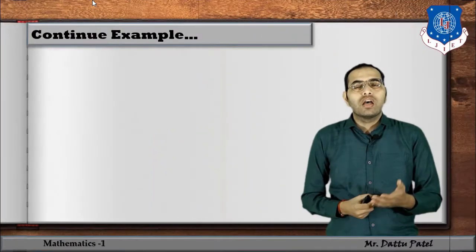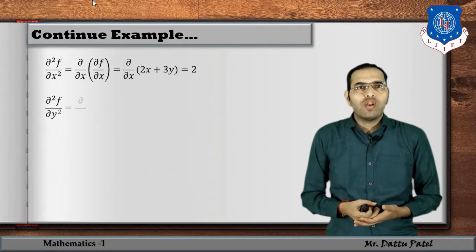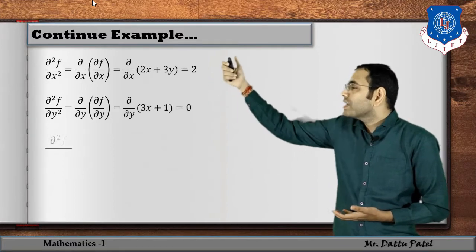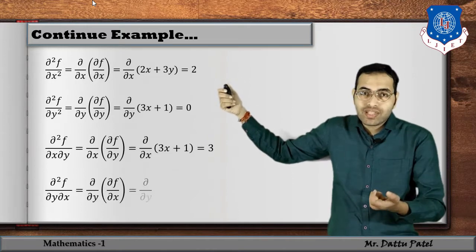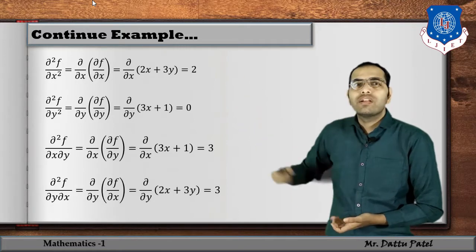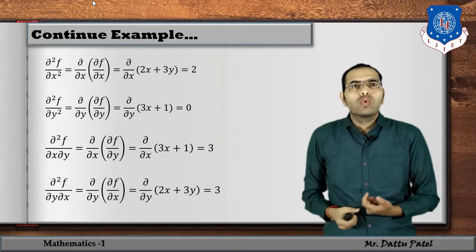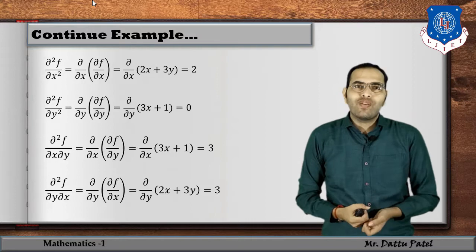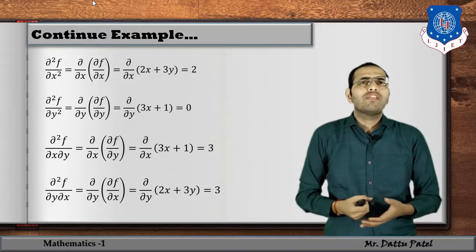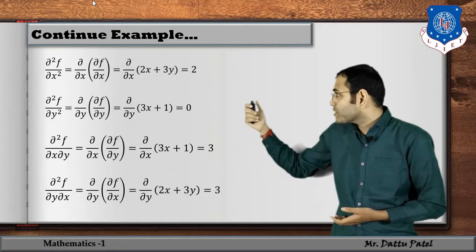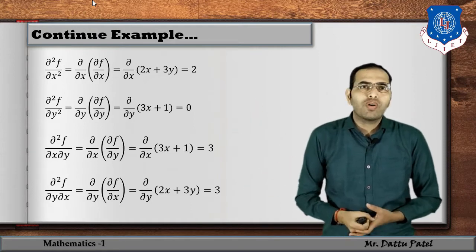Now let's see the second order derivative, del square f by del x square, or we can write del by del x of del f by del x. You all are aware of the value of del f by del x, that is 2x plus 3y, then del by del x of 2x plus 3y becomes 2. Similarly, del square f by del y square is del by del y of del f by del y, substituting the value of del f by del y, that is 3x plus 1. Here 3x plus 1 is constant with respect to y, and the derivative of a constant is 0.